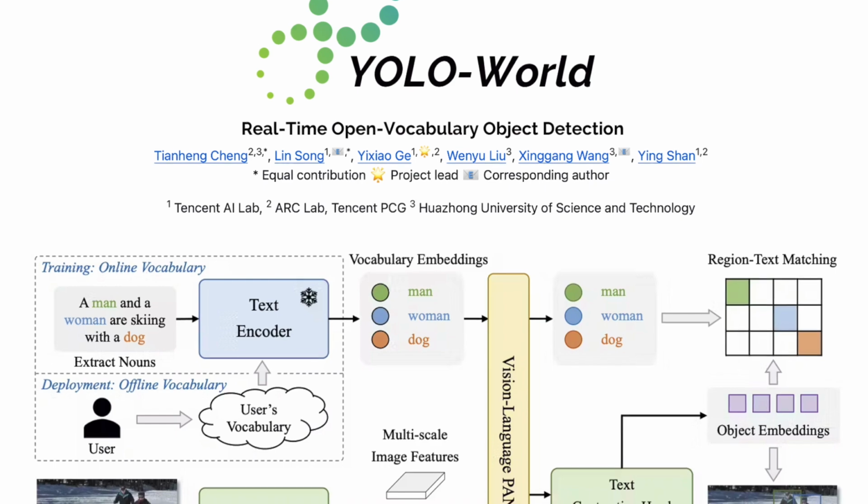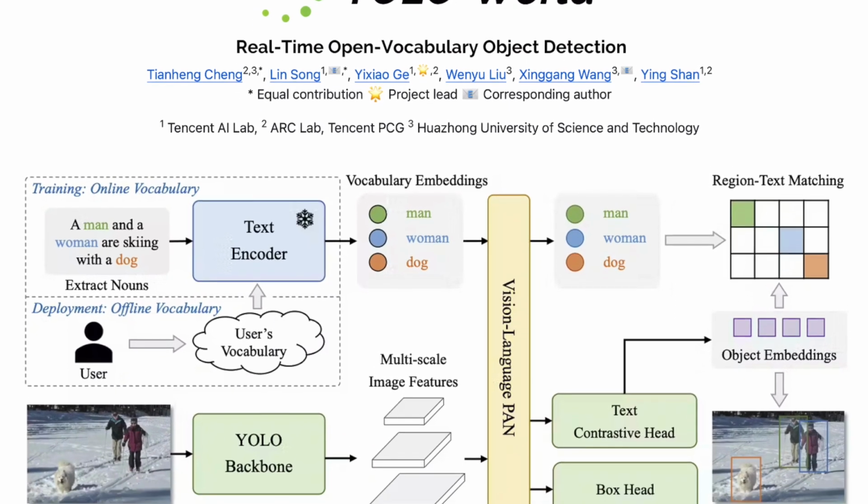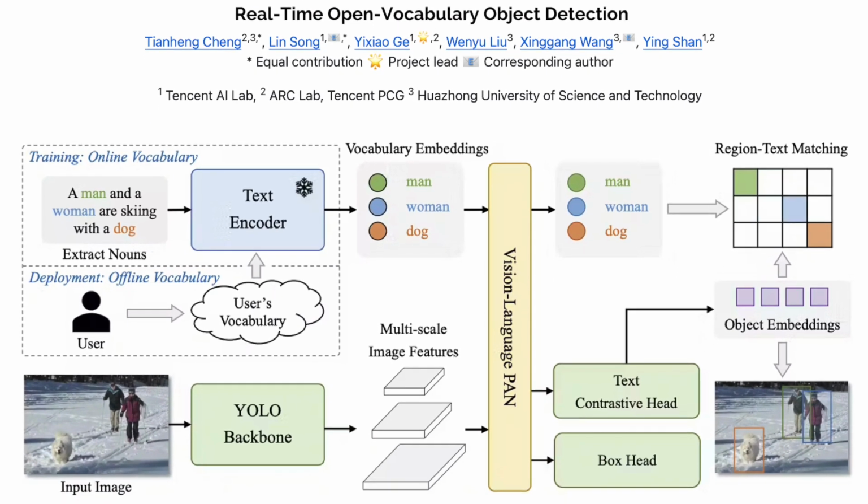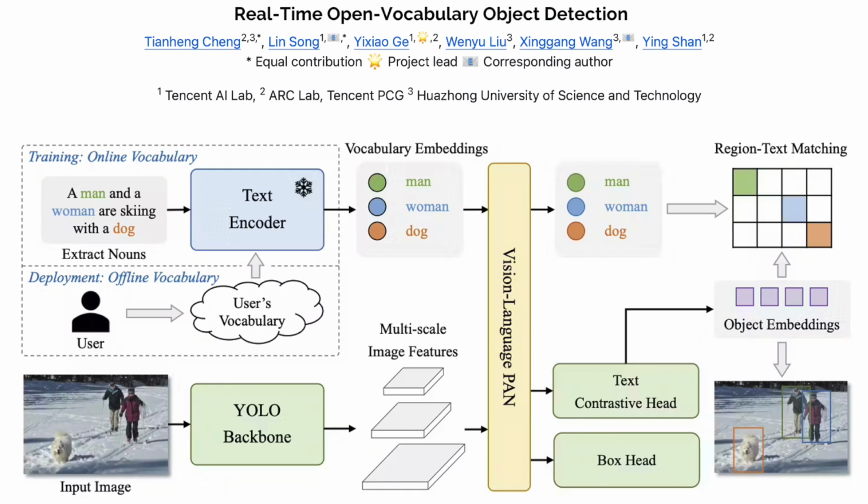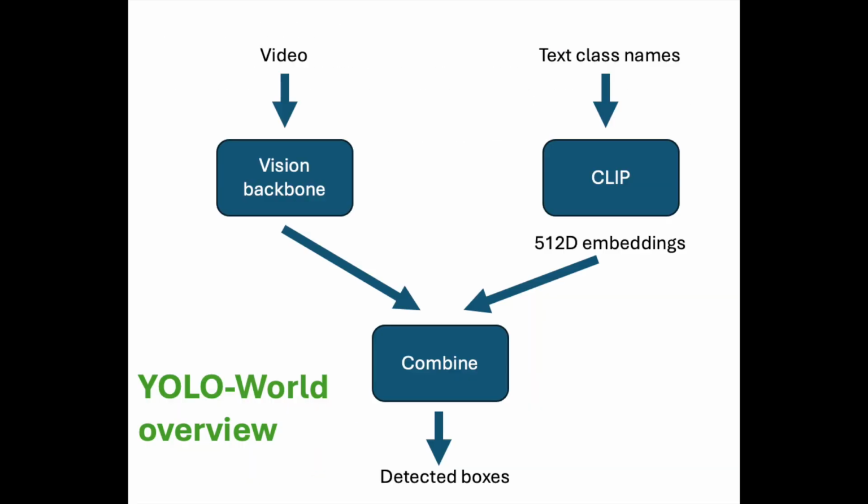Okay, so this model is based on YOLO World, which combines both vision processing that you can see here at the bottom and text processing at the top to define your classes. In a nutshell, this model works by first processing video through the vision backbone that we can see here at left, and at the same time processes the class names defined by the user through the CLIP model from OpenAI. And that gives rise to some embeddings. Those are later combined with the video to give rise to the detection boxes for those classes.